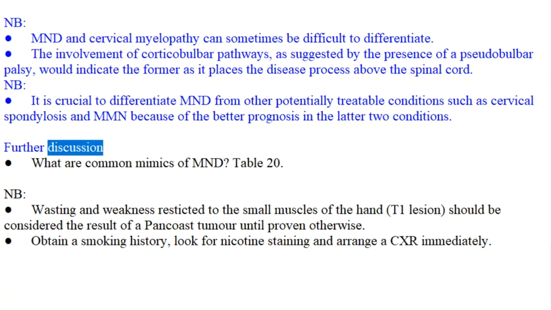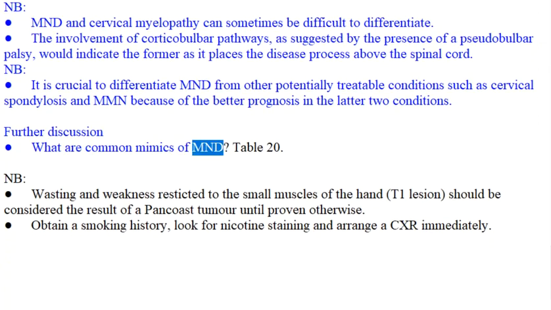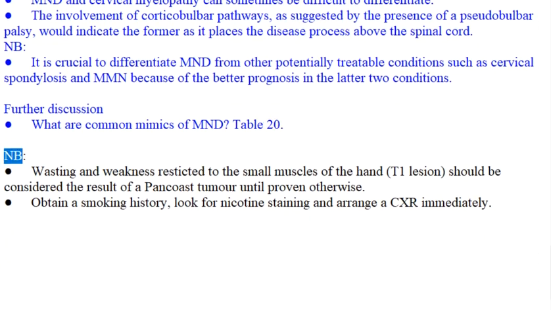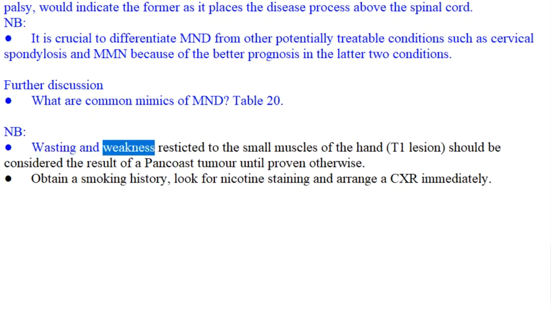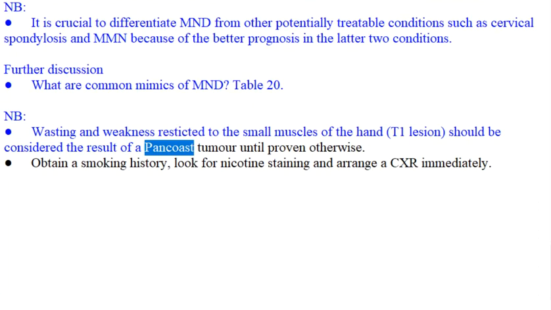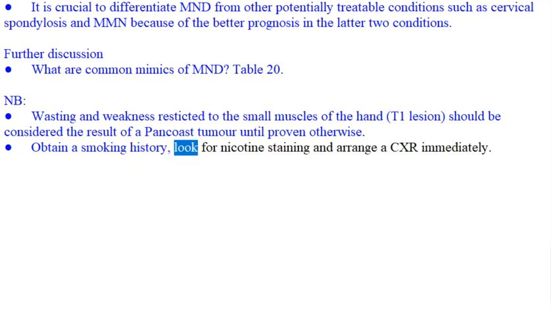Further discussion. What are common mimics of MND? Table 20. NB. Wasting and weakness restricted to the small muscles of the hand, T1 lesion, should be considered the result of a Pancoast tumor until proven otherwise. Obtain a smoking history, look for nicotine staining and arrange a CXR immediately.